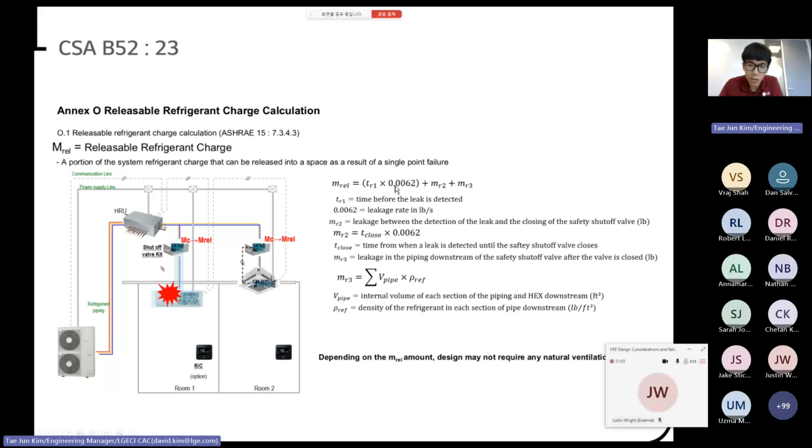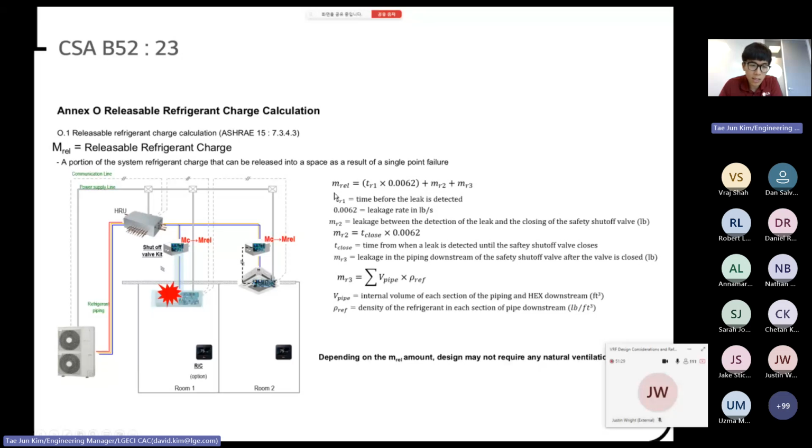Okay, and then MR2 is refrigerant leaked while the shut-off valve was closing. And the MR3 is basically the refrigerant leaked after the shut-off valve has closed. So basically the liquid and gas line and the indoor unit heat exchanger volume. Combining all that, you'll be able to calculate the M releasable charge.